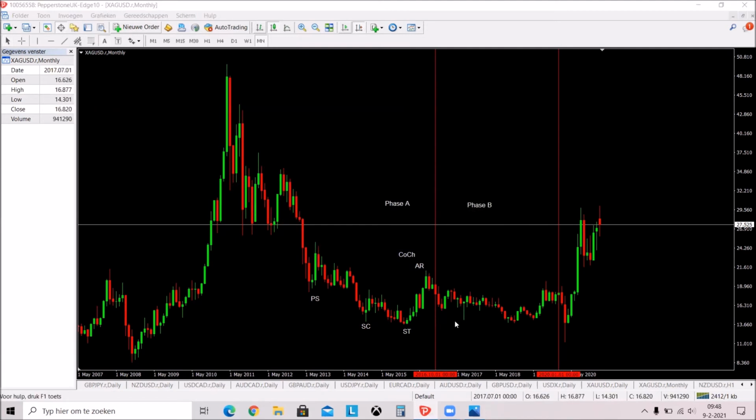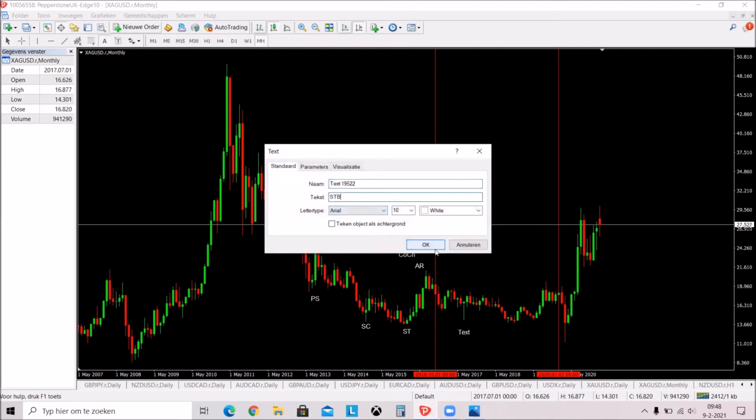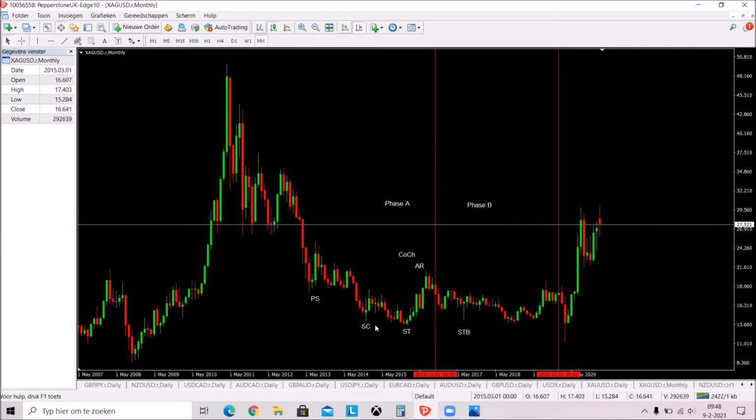During phase B, you often get some tests of the lower part of the range, of the selling climax level and the secondary test level, which are called STBs, so secondary tests in phase B, which is something worth noting.